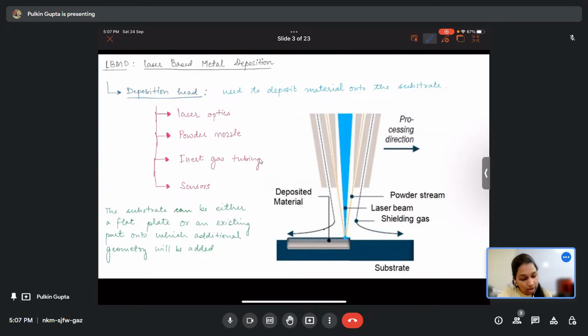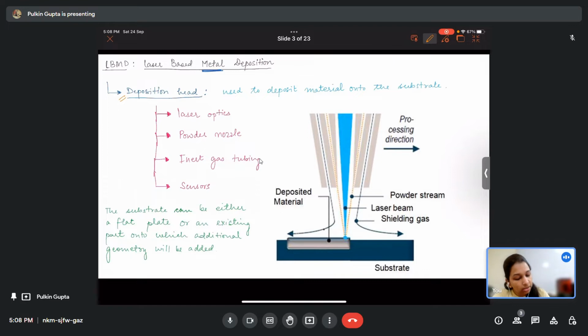Let us go on to the next slide, where they are talking about the different parts of this beam deposition system. In this system, the most common type is metallic deposition, as we had been talking about. There is a deposition head which is used to deposit the material onto the substrate. This deposition head is basically responsible for depositing the required material onto the substrate.